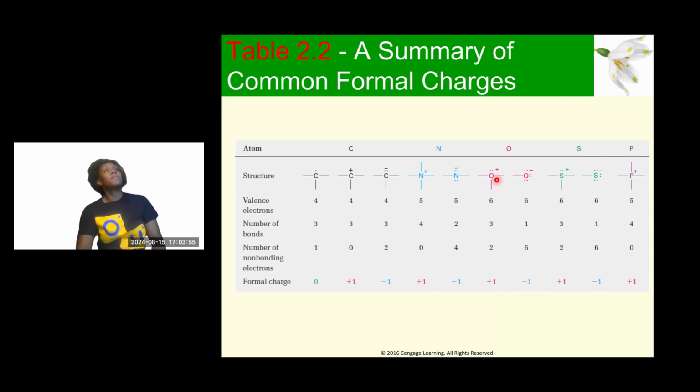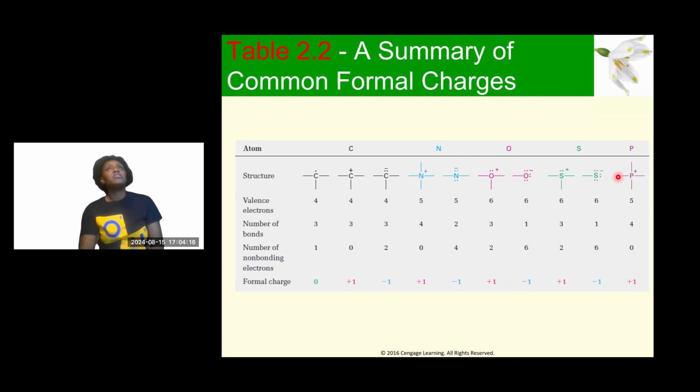All right, let's look at oxygen. Oxygen has 6 valence electrons. If I do 6 and then I count the bonds and the electrons, 1, 2 electrons here, then the 3, 4, 5 when it comes to the bonds, 6 minus 5 gives you plus 1. So a +1 formal charge. So hopefully you're seeing this pattern.